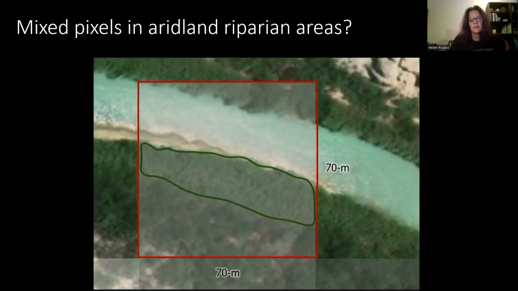So here's an example of the footprint of an ECOSTRESS pixel. And what we can see is that there's a lot going on in this single pixel, right? A lot of mixed vegetation and even areas that have no vegetation at all. And I think that's a factor that's influencing this signal.